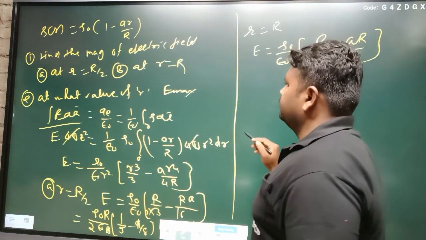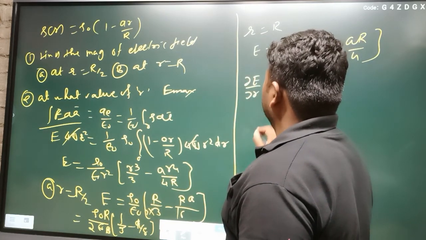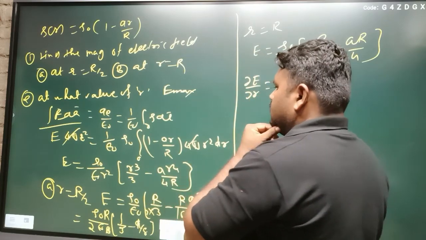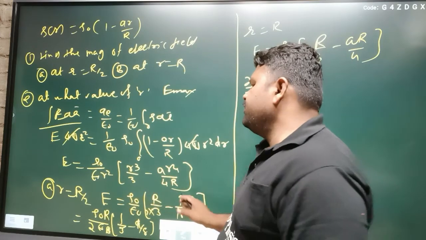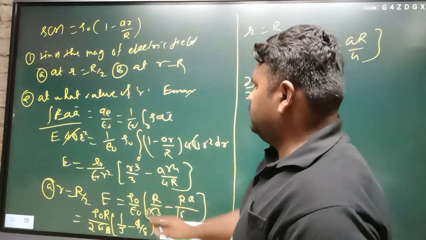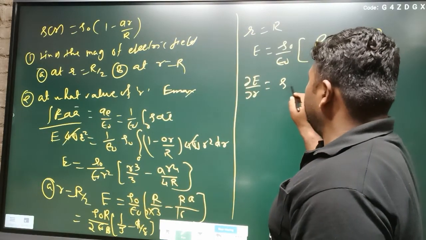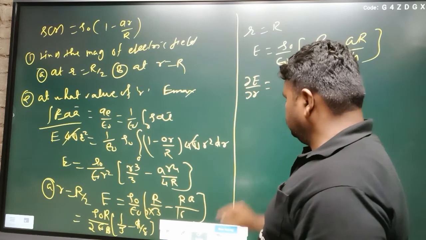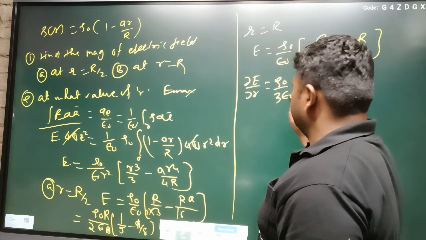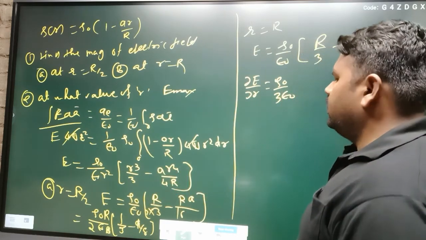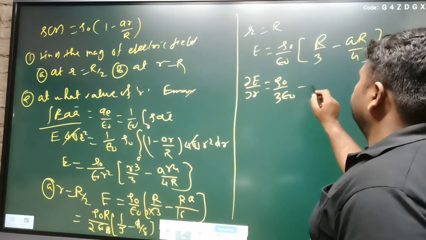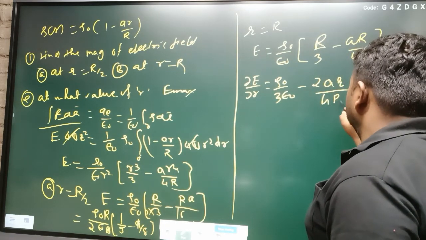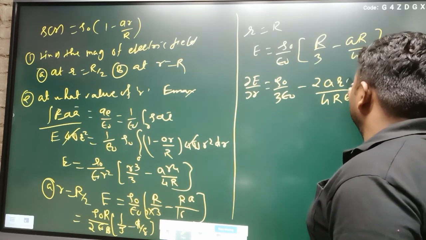Next, for the maximum, what value? dE by dr is equal to 0. We need to find it in general, not just for both cases. R square cancels, the derivative of r is 1, so rho naught upon 3 epsilon naught minus 2 times a r upon 4 epsilon naught, with rho naught on top as well.